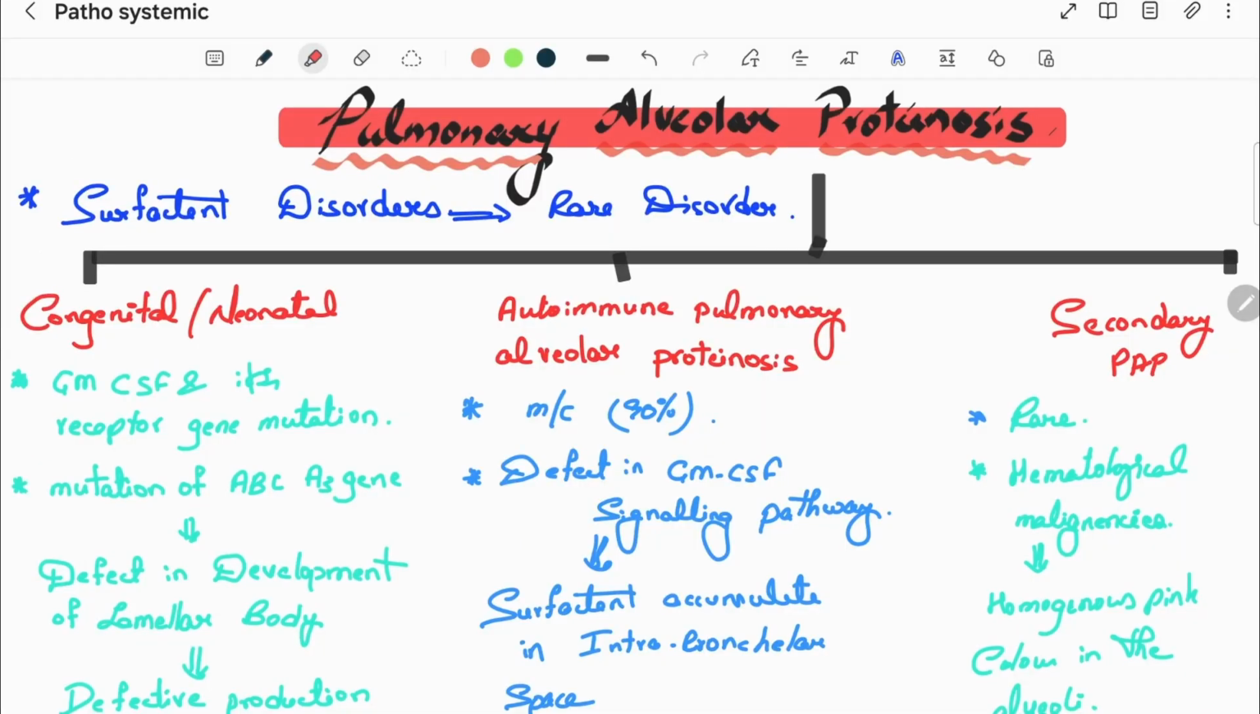Pulmonary alveolar proteinosis. This is a surfactant disorder. In the previous section, we discussed that there are 2 types of cells lining the alveoli, that is pneumocyte type 1 and pneumocyte type 2. These type 2 cells will produce the surfactant. If there is any defect in this surfactant, pulmonary alveolar proteinosis is caused, and this is a very rare disorder.